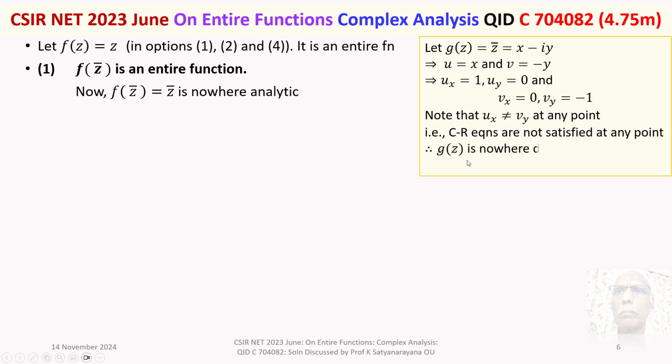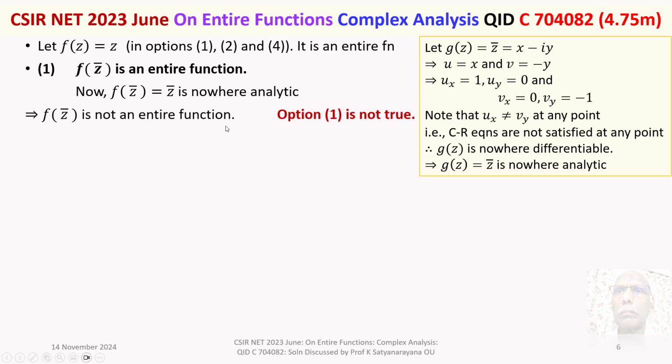Therefore, g of z is nowhere differentiable. When it is nowhere differentiable, it is nowhere analytic. So, g of z is equal to z bar is nowhere analytic. When it is nowhere analytic, it is not an entire function. F of z bar is not an entire function. Option 1 is not true.